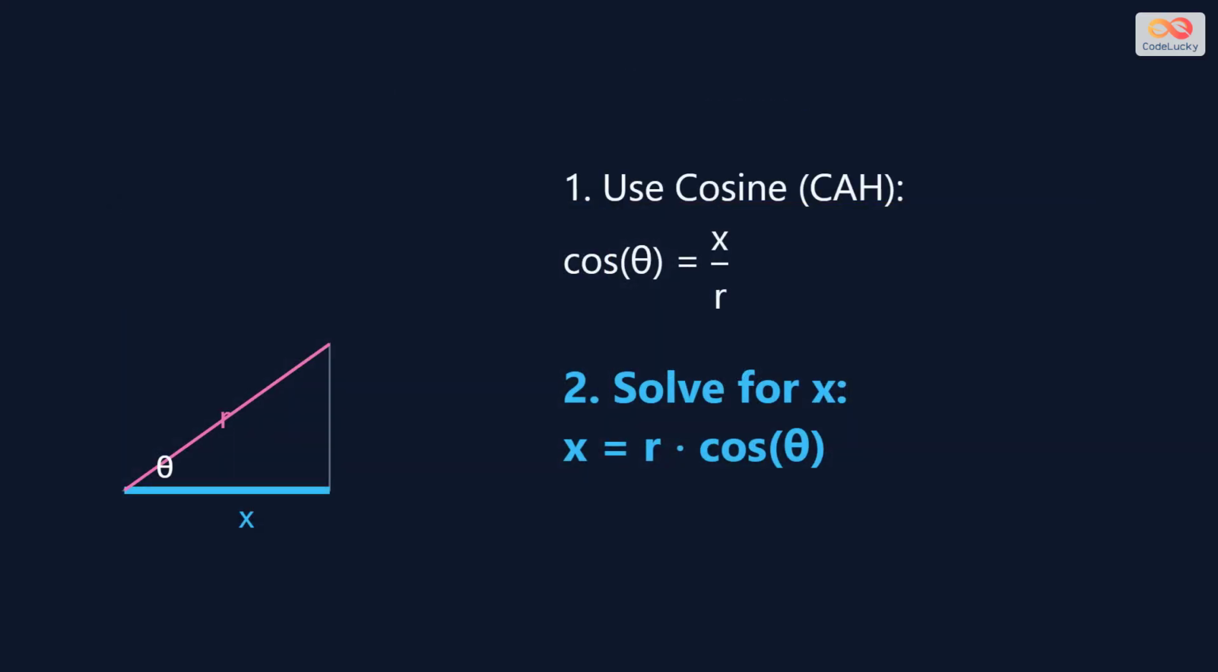Let's find x first. Since x is the adjacent side, we use cosine. We know that cosine of theta equals x divided by r. If we rearrange this equation by multiplying both sides by r, we get our first formula. X equals r times cosine of theta.